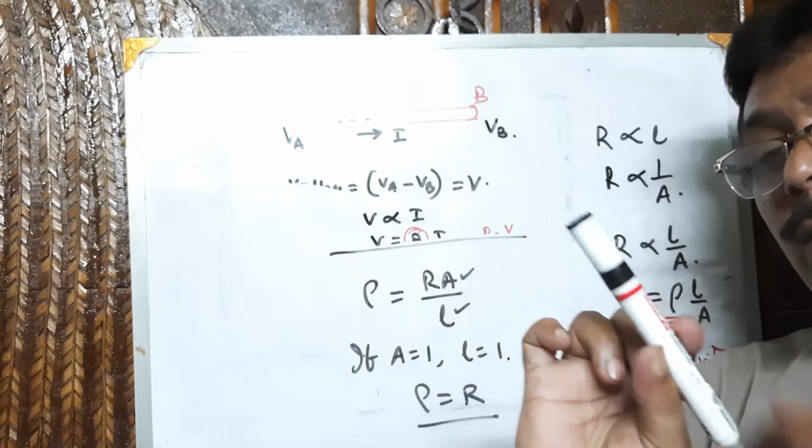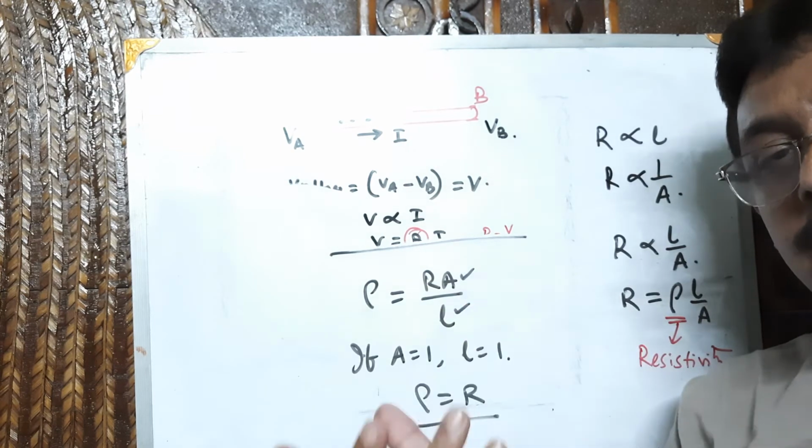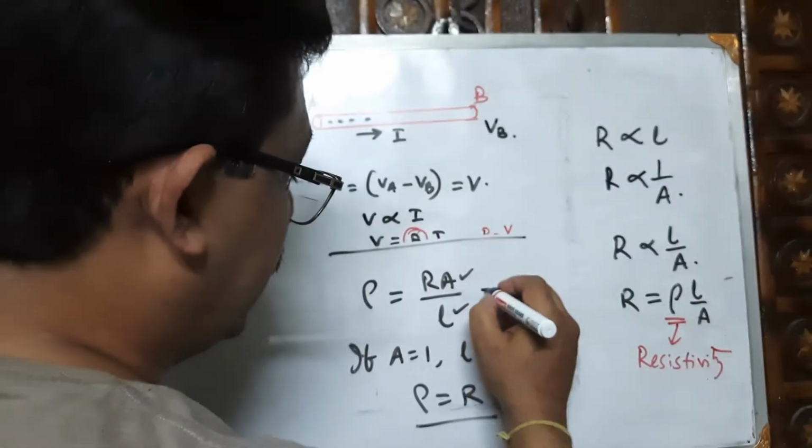This rho is equal to the resistance of the wire when the length of the wire is unity and the cross-sectional area is also unity. In units, maybe centimeter or meter or millimeter, whatever, in the same unit, when length and cross-sectional area are unity, then the resistance is equal to the resistivity of the material. And automatically the unit also, you can find it out from here.